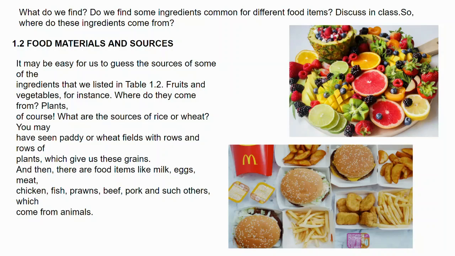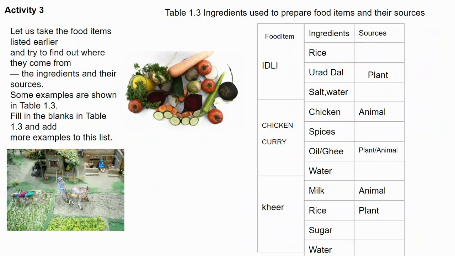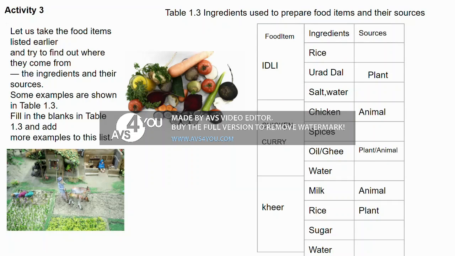from animals. Activity 3. Let us take the food items listed earlier and try to find out where they come from, the ingredients and their sources. Some examples are shown in Table 1.3. Fill in the blanks in Table 1.3 and add more examples to this list. Table 1.3 Ingredients used to prepare food items and their sources.